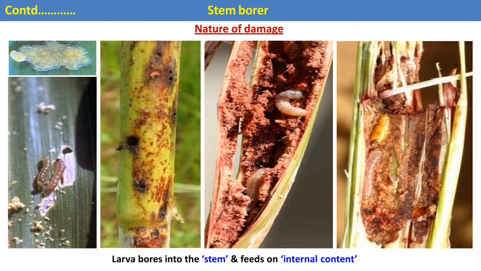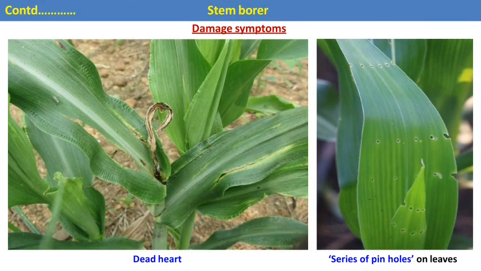In this picture, you can see how the caterpillar is feeding on the inner content of the stems, and the reddening of the tissues. Then in the last picture, you can see the pupation of this pest occurs inside the stem. Then these are the dead hearts, and these are the series of holes, the shot hole appearance. These are the two major characteristic symptoms produced due to the feeding of the stem borer caterpillar.